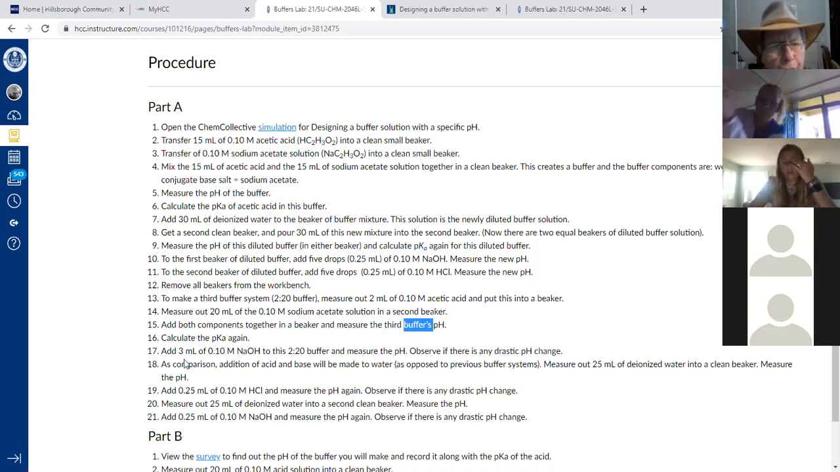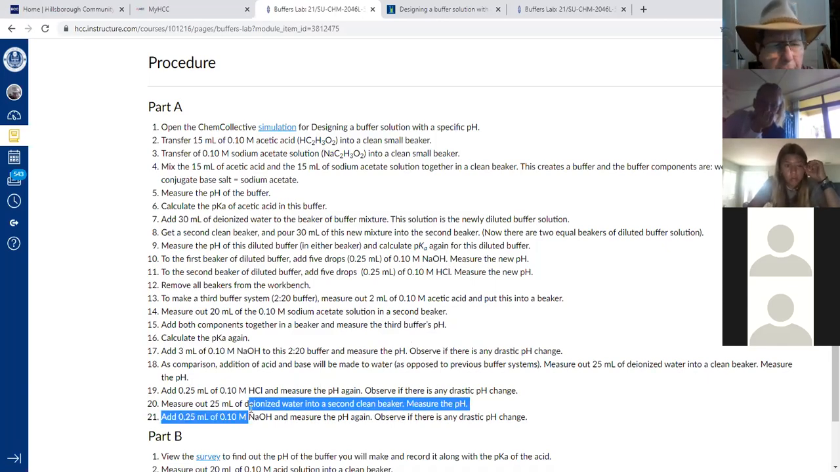Then you're going to throw 3 milliliters into the 2 to 20 buffer, measure the pH. You're going to do that in 1 beaker. Then you're going to add 0.25 milliliters of HCl. Put that into that buffer. See if there's any drastic pH change.